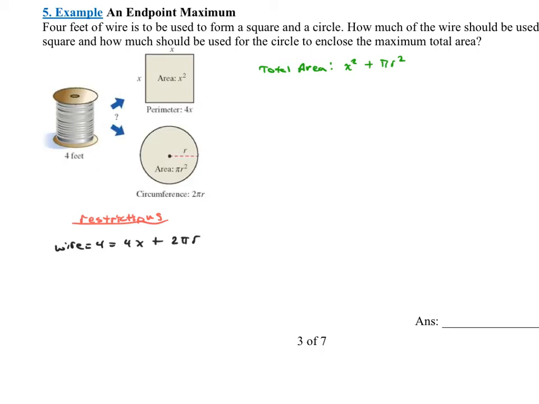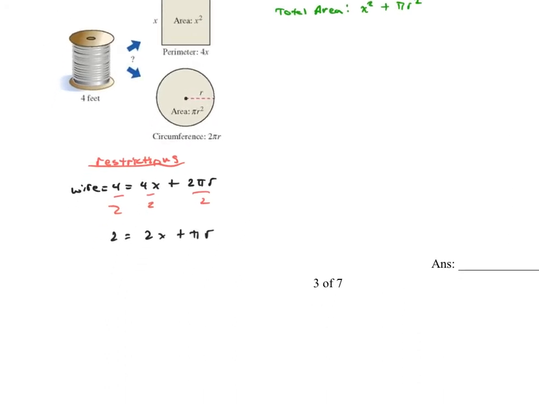So let's solve this equation for r so we can plug it back into that total area equation. The first thing I see is that I can divide everything by 2 to get numbers a little bit smaller at least. And when I do that, I have 2 equals 2x plus pi r. Okay, so now I want to subtract 2x from both sides.